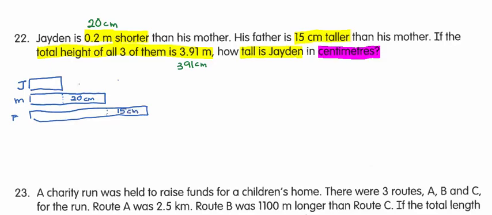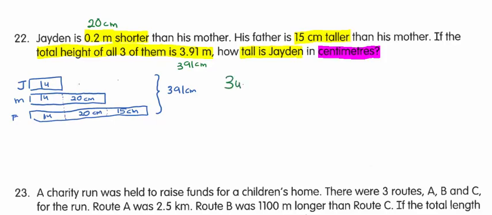So the model helps because this here, I can divide this equally. This will be also 20 cm because it's equal. And then this here will be 1 unit, 1 unit, and 1 unit. Okay, and then what else I know? I know the total height is 391 cm. Alright, so I can now very easily, if I get rid of this 20, this 20, and this 15, I'm left with 3 equal units. So that's what I'm going to do.